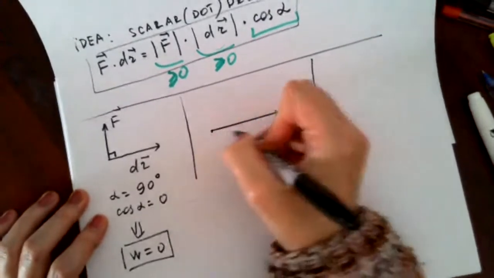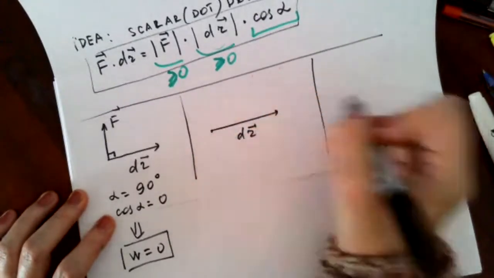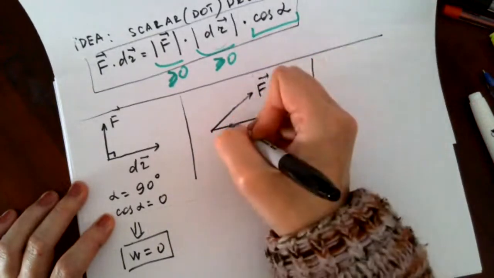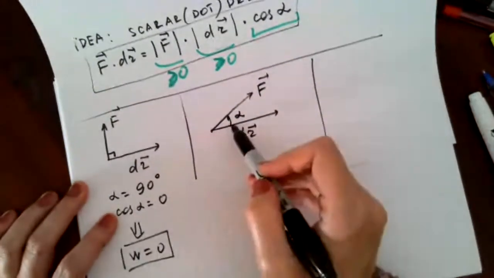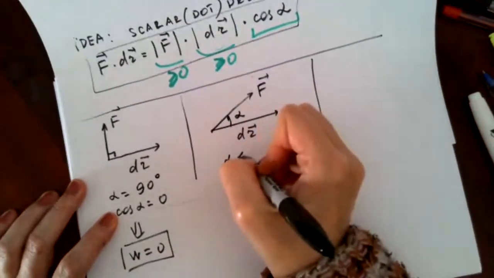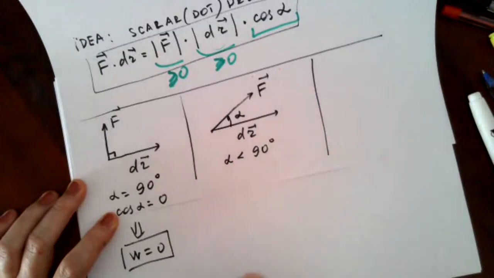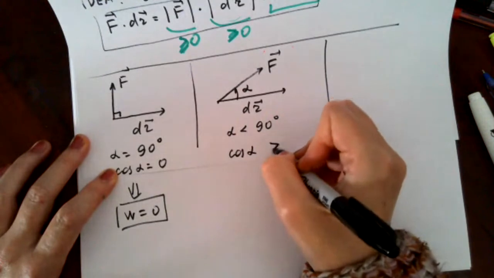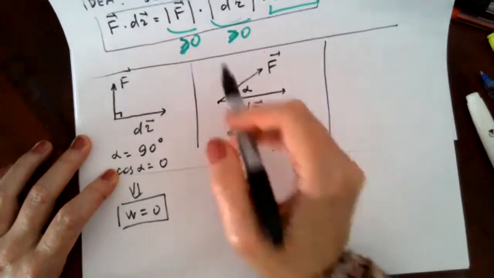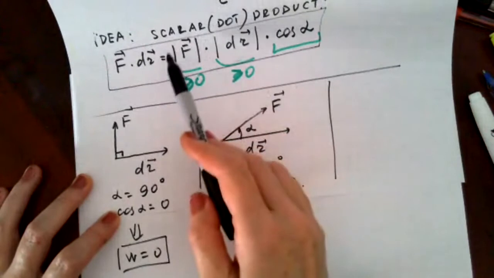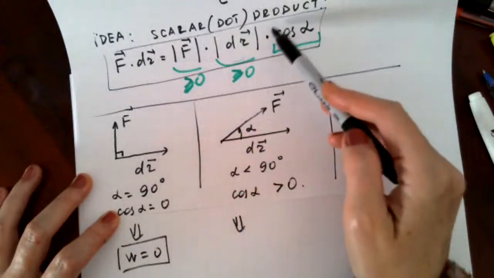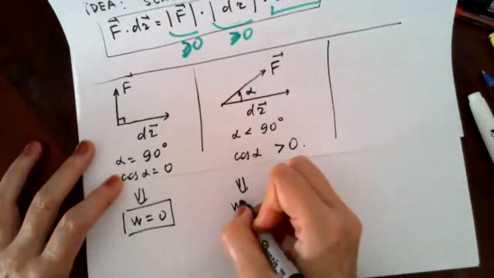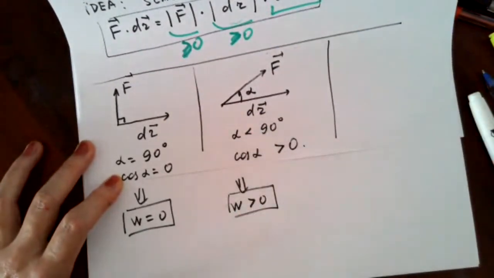Okay, let's consider the second case. Let vector dr be the same, going from left to right, and vector F will be like this. So this is going to be our angle. What can you say about this angle? This angle is definitely less than 90 degrees. And it is a very well-known fact that in this case, the cosine of this angle will be positive. It means that the whole expression in the definition will be positive, because this term determines the whole sign of the expression. And our work will be positive as well.